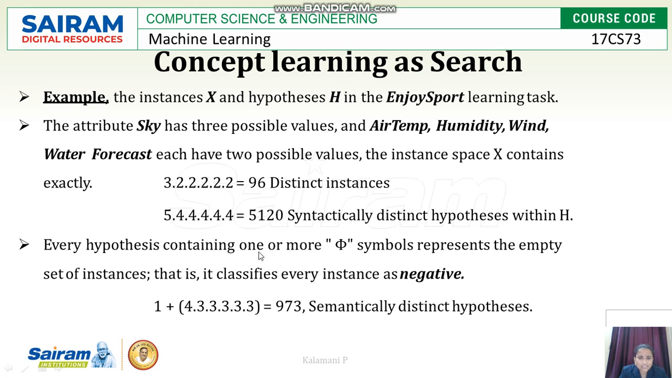Each hypothesis containing one or more pi symbols represents the empty set of instances, because the pi symbol means it won't take any value. That is, it classifies every instance as negative. So we represent all of these with one extra, so 1 plus 4 into 3 into 3 into 3 into 3 into 3, which is equal to 973 semantically distinct hypotheses.